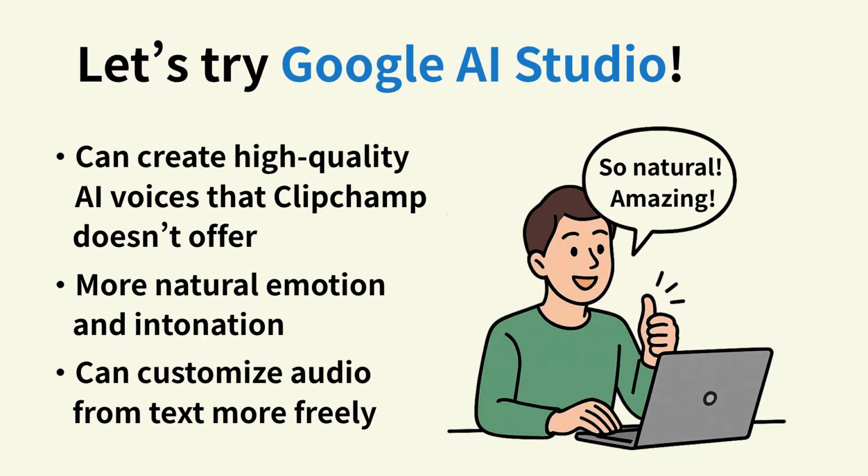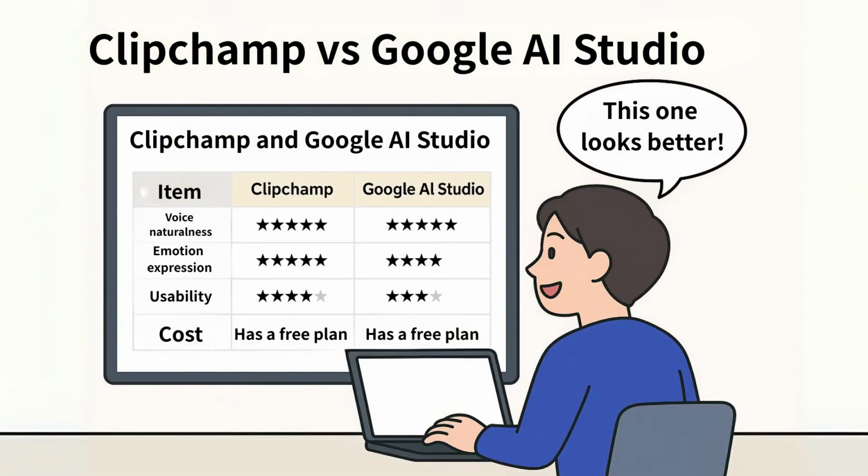So let's try using Google AI Studio. It can generate high-quality AI voices with natural intonation and emotional expression. When you compare Clipchamp and Google AI Studio, there's a big difference in the naturalness of the voice and the range of expression. I think Google AI Studio is outstandingly superior.